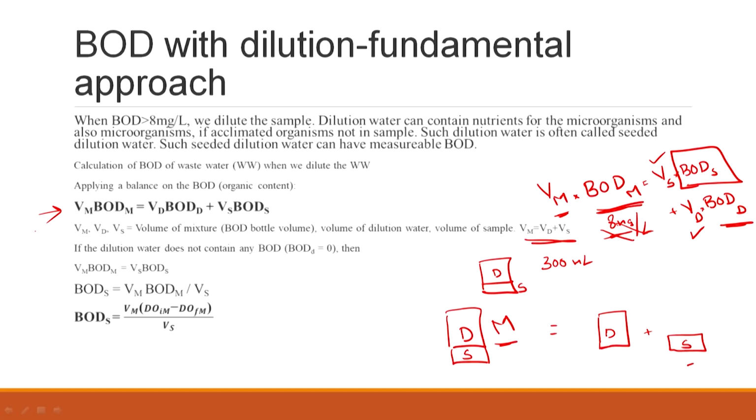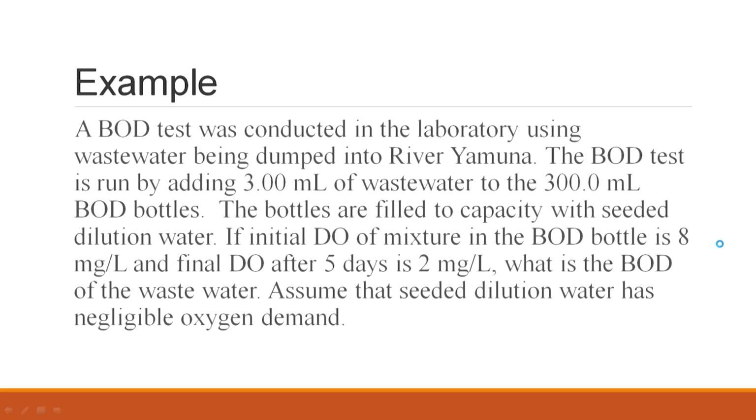And obviously, sometimes you have no organic content detected in this dilution water, then obviously this term is going to be 0. So, that is what we have out here. So, let us look at an example. We have a test from river Yamuna, the wastewater going into river Yamuna rather, and the BOD test is run by adding 3 ml to 300 ml. So, what is this 3 ml? 3 ml is the volume of your sample, equal to 3 ml, and we make this up to 300 ml. The total volume of mixture, pardon me, is equal to 300 ml. And so, from this obviously the volume of your dilution water is equal to 297 ml.